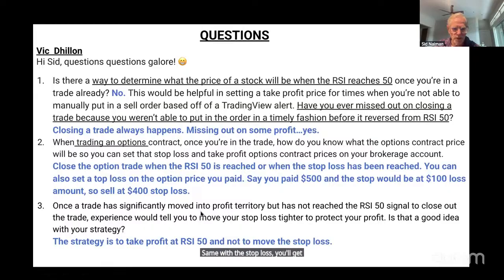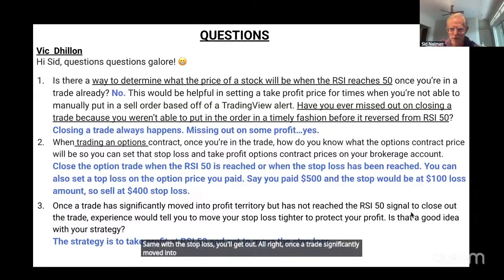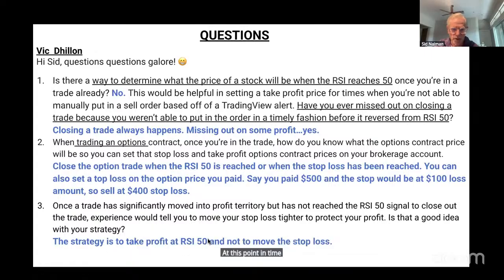All right, once a trade has significantly moved to profit but has not reached the signal to close out, does the experience tell you to move your stop loss? No. We don't, it's not in the rule. Again, trying to keep the rules simple at this point in time. Strategy: take profit at RSI 50. Don't move the stop loss, just get out.